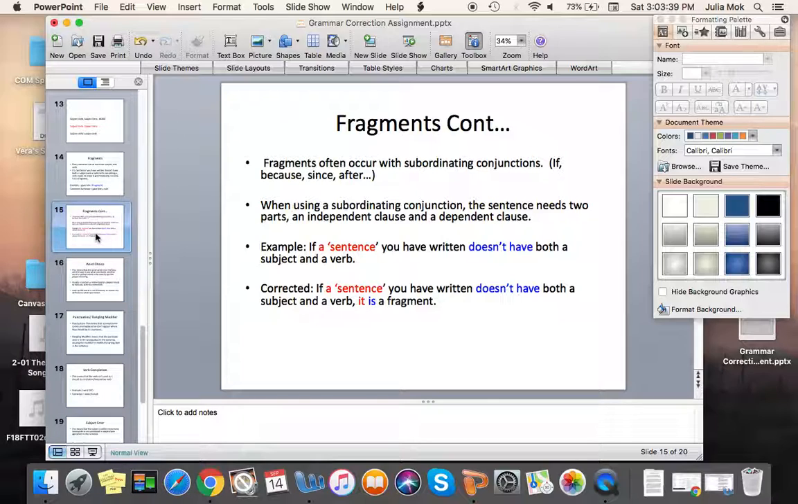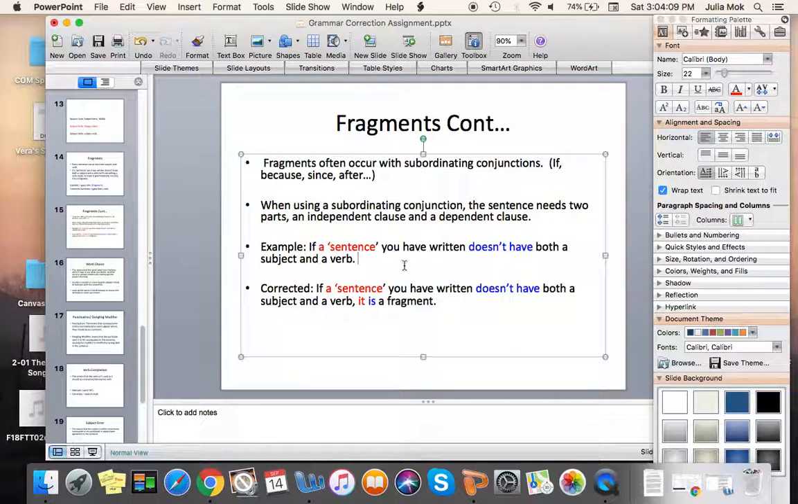When you're using a subordinating conjunction, the sentence needs two parts. It needs an independent clause and a dependent clause. So if you're using a word like this, if, because, since, after, you need these two parts to your sentence. So here I said, if a sentence you have written doesn't have both a subject and a verb, this is my example of a fragment.